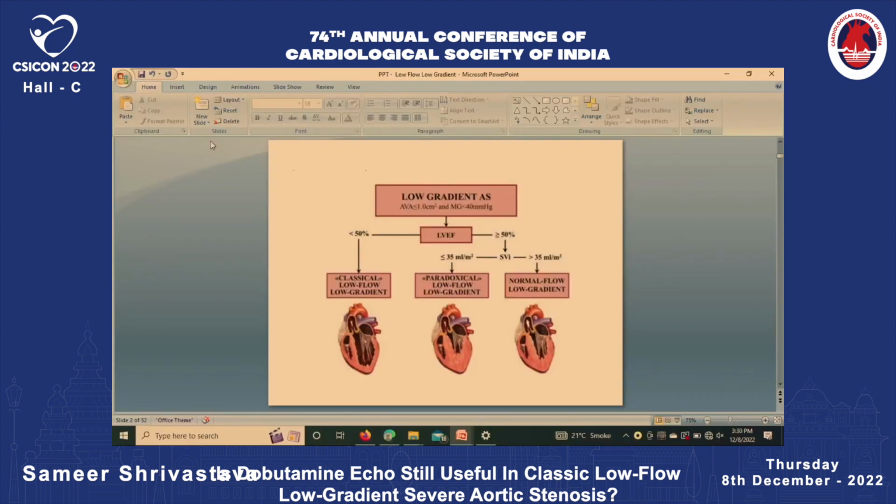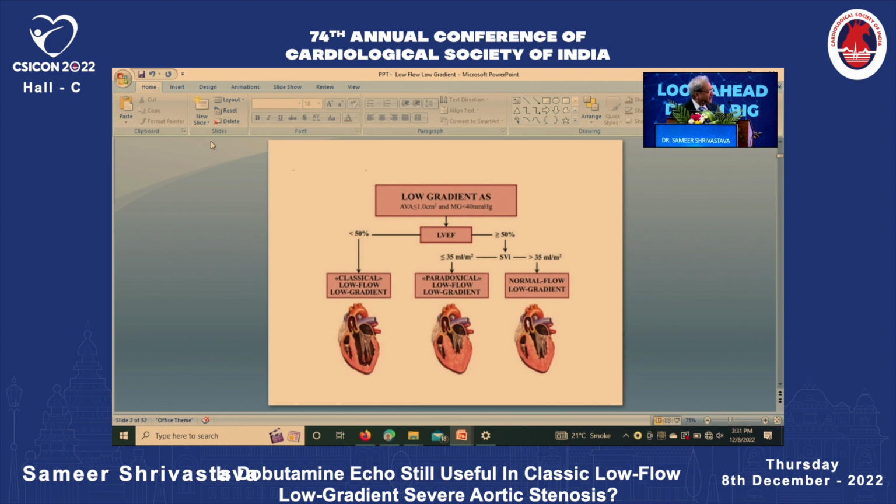Yes, they do. Fractionally, they do. But when they do, you have to calculate what the ejection fraction is. If it is lesser than 50%, then you have to consider whether it's a classical low flow, low gradient, or whether it is a pseudo aortic stenosis or no aortic stenosis at all. We are going to talk about this.